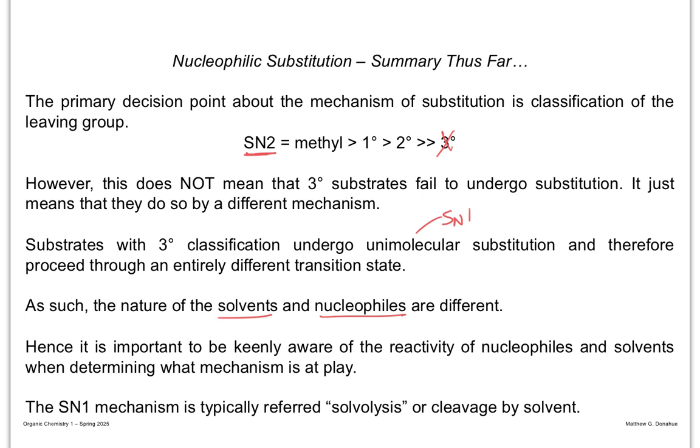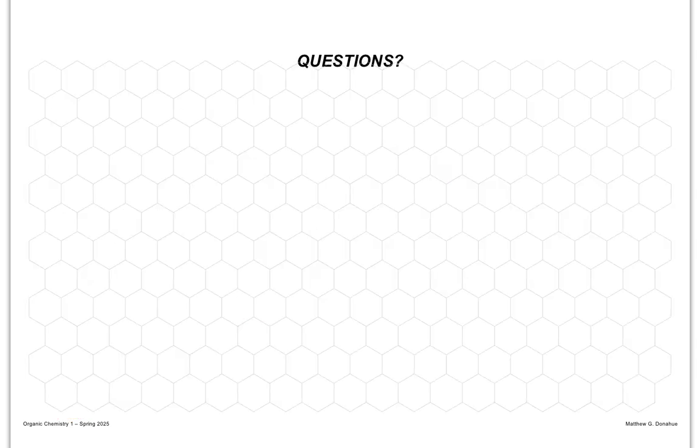So the SN1 mechanism is referred to by another term called solvolysis. So we know what the word hydrolysis means. Lysis means cleavage. Hydrolysis is cleavage by water. So solvolysis is cleavage by solvent. Questions?